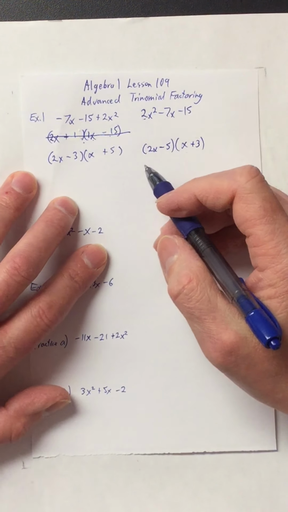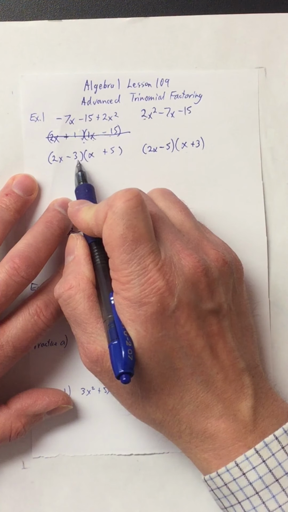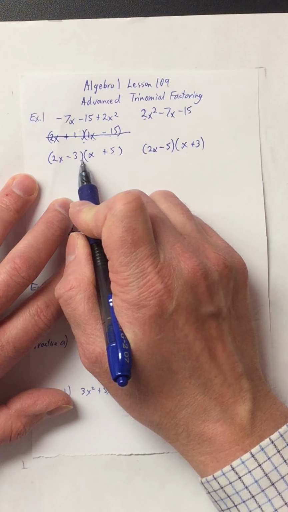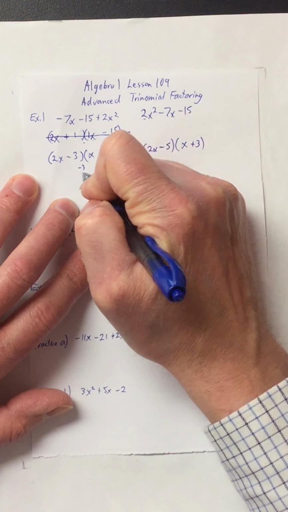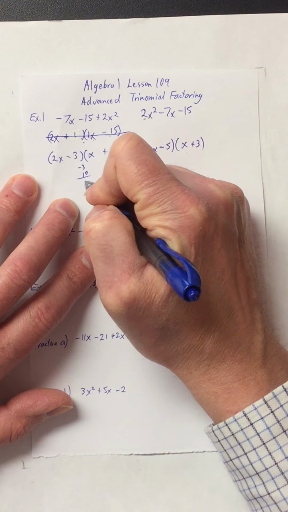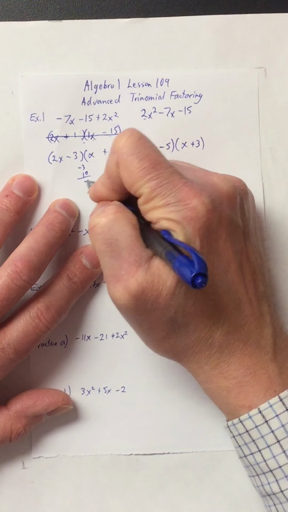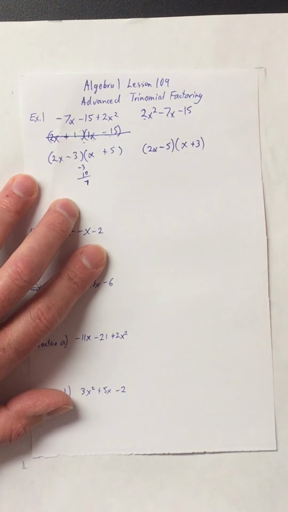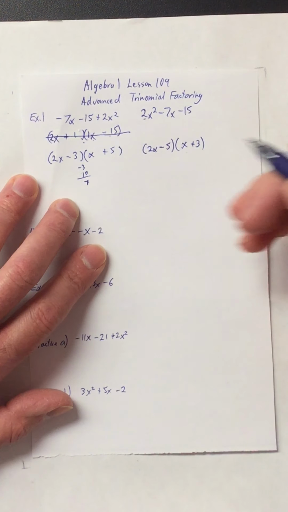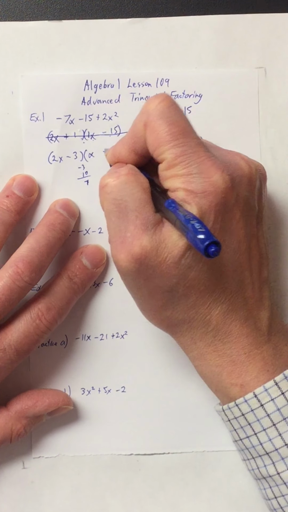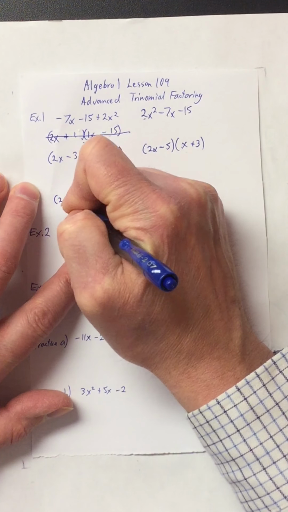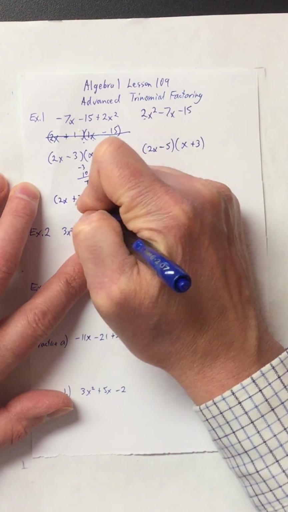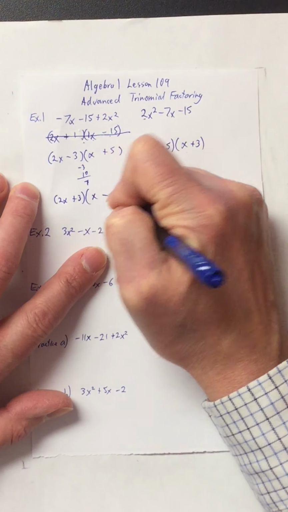Okay, let's see which one of these works out. If we multiply this one out, we're going to get a negative 3, and then multiply the outside, we get a positive 10. We add those together, we get 7. However, we need a negative 7, and so we've got to flip our signs. So it's going to be 2x plus 3, and then x minus 5.